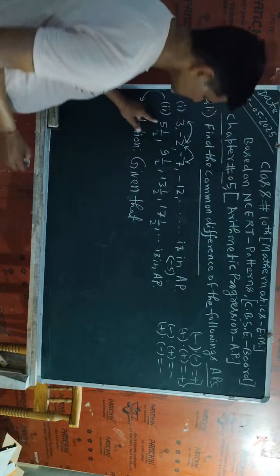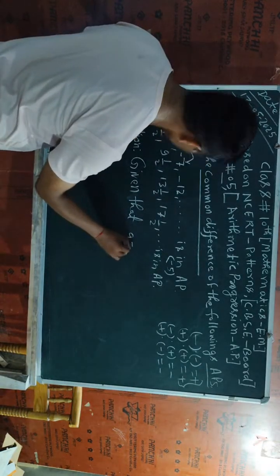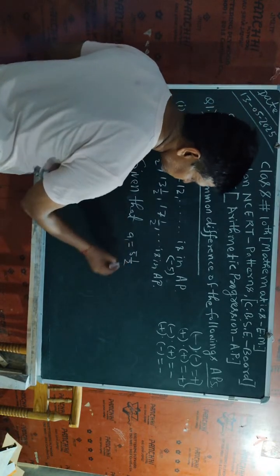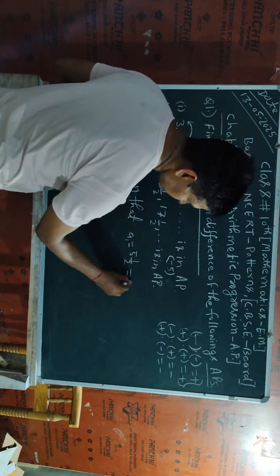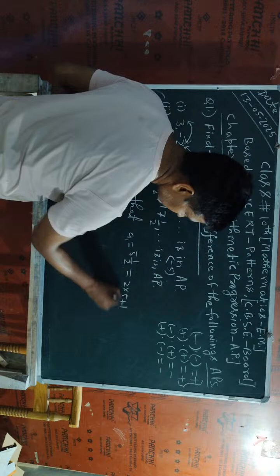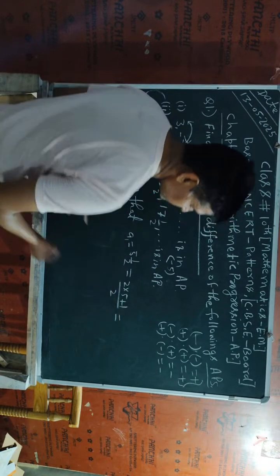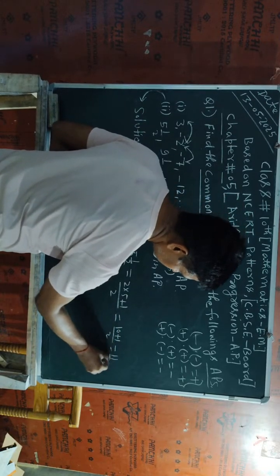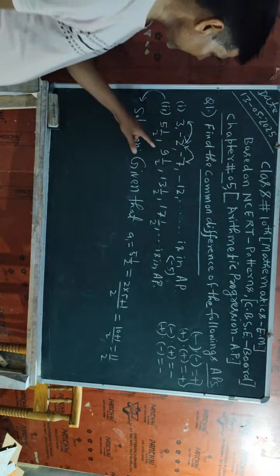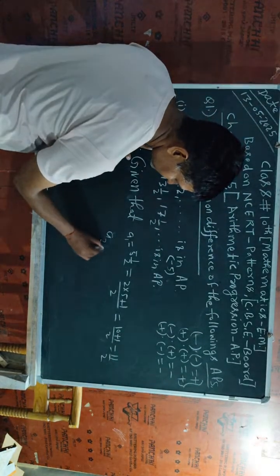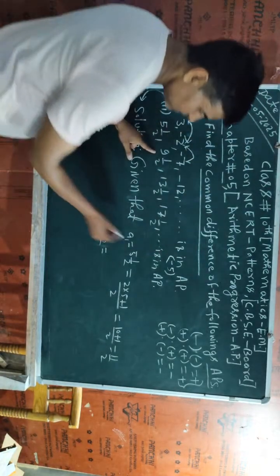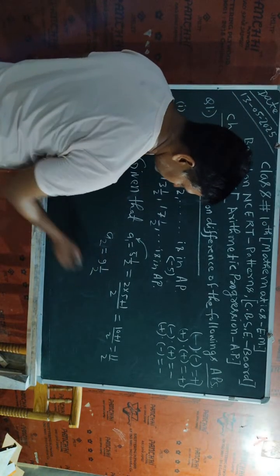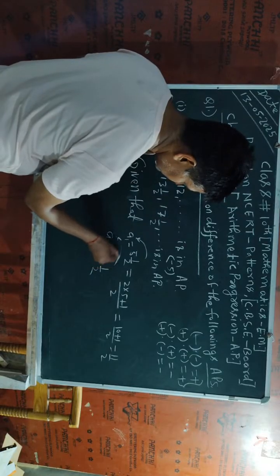Now I will say first term, I am writing here A1, whose value is 5 and 1 by 2. It is also written as 2 into 5 plus 1 divided by 2. So after simplifying, I will write 10 plus 1 divided by 2. It will be 11 divided by 2. Okay, student. Similarly, I will write the second term. The value of the second term I am assigning to A2. That is written 9 and 1 by 2. So its value I will assign to A2.